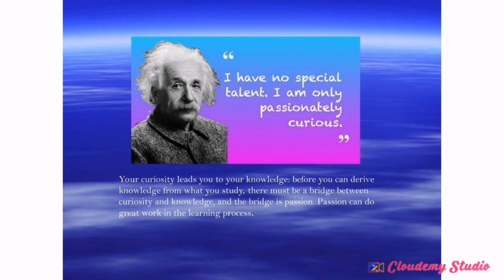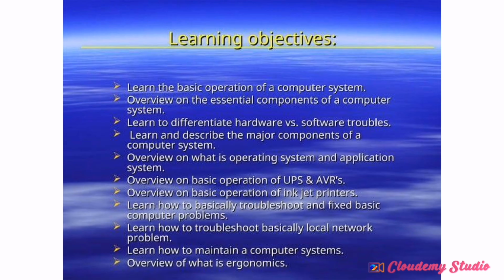Okay, so let's proceed. Learning objectives. At the end of this course, a learner learns the basic operation of a computer system, meaning a learner should understand the basic operation of a computer system. Then an overview on the essential components of a computer system.